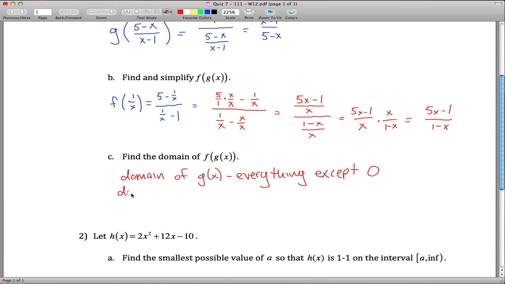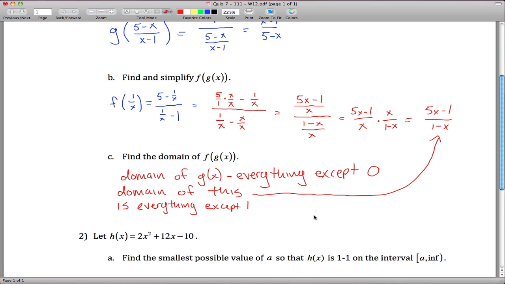Then we have to figure out the domain of the composite function of this guy. And same thing, no square roots going on here, just don't divide by 0. The only thing that'll make you divide by 0 is if x equals 1. So is everything except 1?